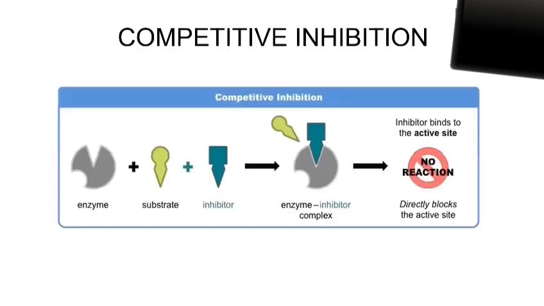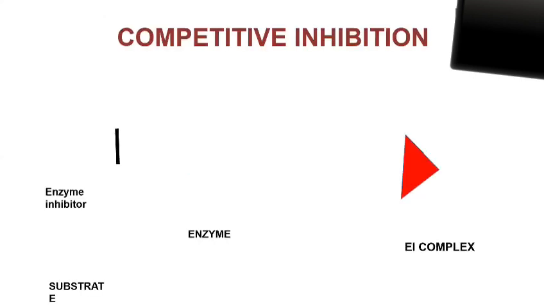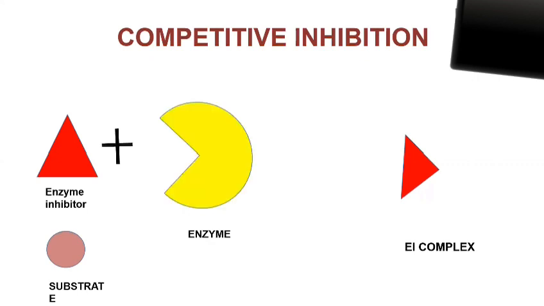Then coming to the mechanism of competitive inhibition, as I said, there's competition between the substrate and the enzyme inhibitor, where the enzyme inhibitor wins, and there is no binding of enzyme and substrate, but there is binding of enzyme and inhibitor, which results in the enzyme inhibitor complex. So over here, the enzyme inhibitor and the substrate compete with each other, and finally the enzyme inhibitor binds to the active site of the enzyme to form the enzyme inhibitor complex, the EI complex.